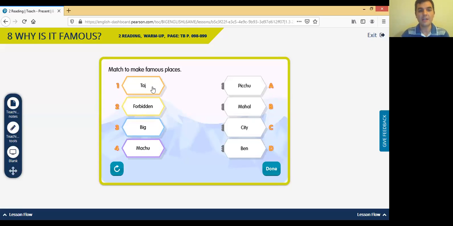It's the Taj Mahal. Okay, that's the correct answer. Taj Mahal.